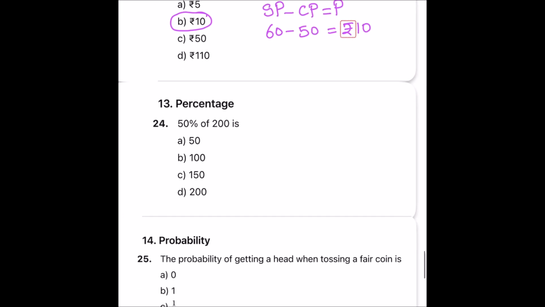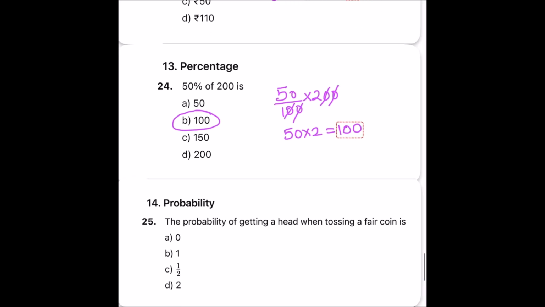Next one is from the percentage chapter, which is 50% of 200. So 50% means 50 out of 100, of means multiplication, and 200 means 200. So let's solve this. The two zeros get cancelled with these two zeros. So we're left with 50 times 2, which equals 100. So 50% of 200 is 100. So option B is the correct answer.